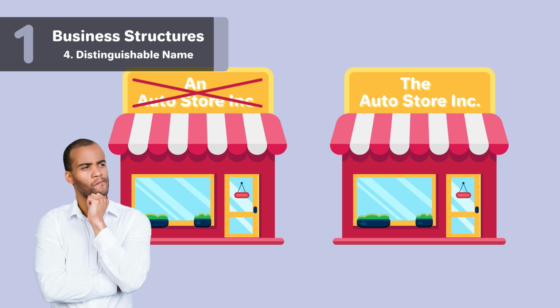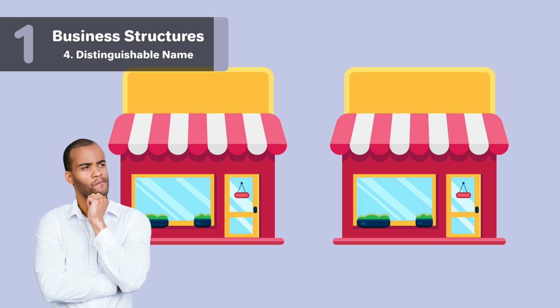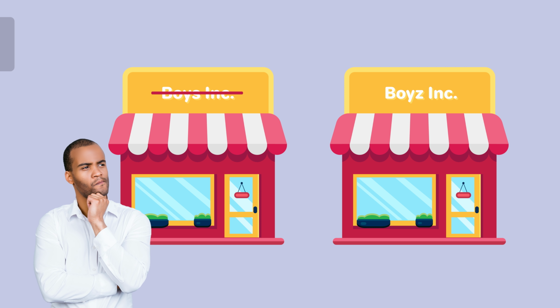Using an ampersand instead of and, or vice versa, such as Smith and Smith, is not different enough from Smith and Smith using an ampersand. Your business name can't have words that sound identical to another business with a different spelling. Boys Inc. with an S and Boys Inc. with a Z are not distinguishable.